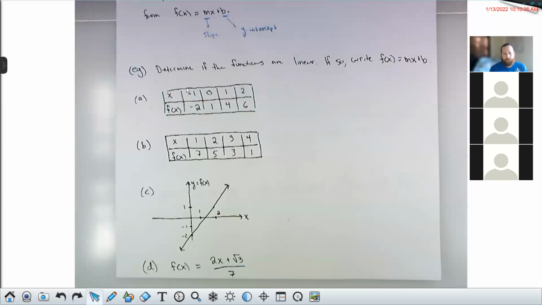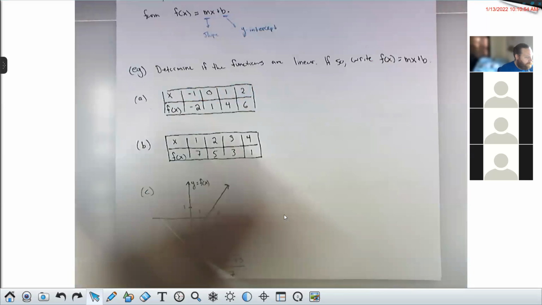You could, in theory, also say you're going to compute -1 to 1 or 0 to 2. You can compute any combination of average rates of change there. They should all come out to the same constant. But if you're looking for a systematic way to check, just go pairwise. So what we're going to do is check the average rates of change.